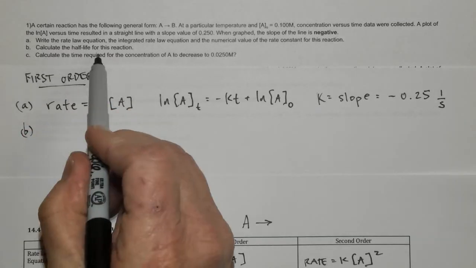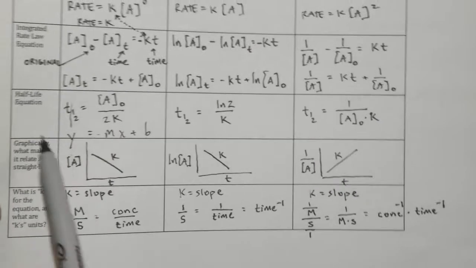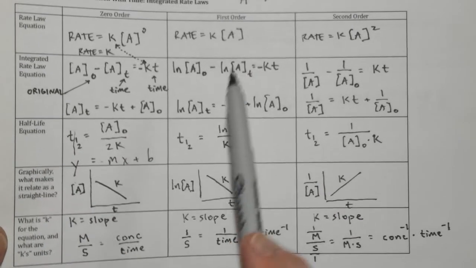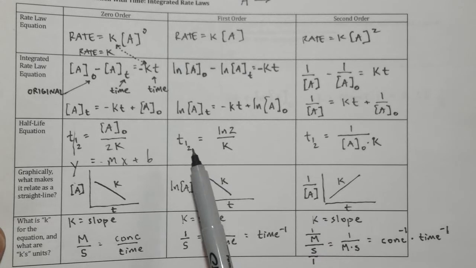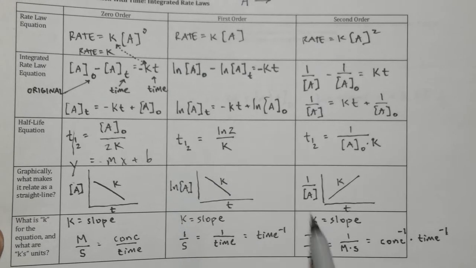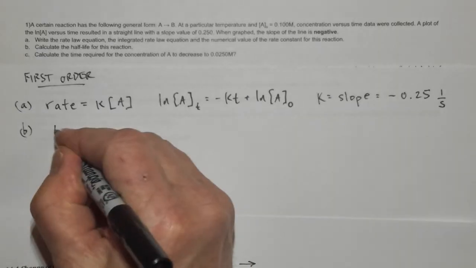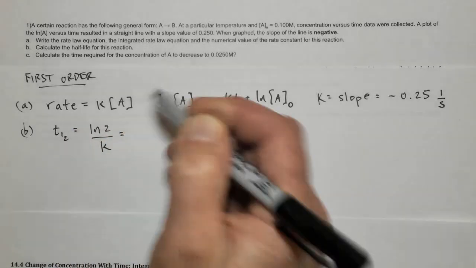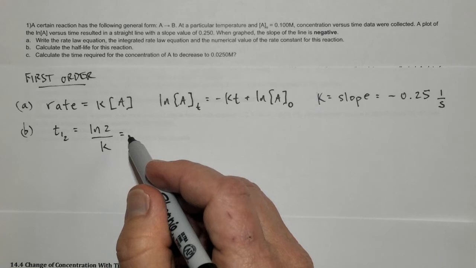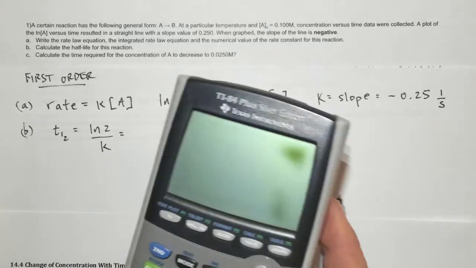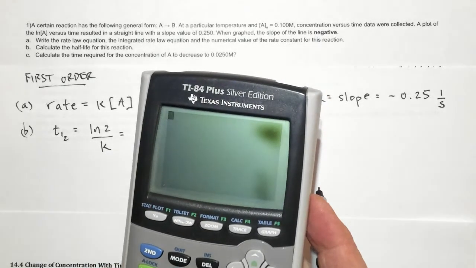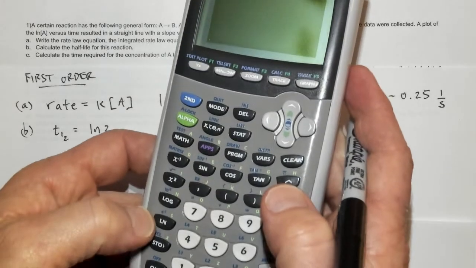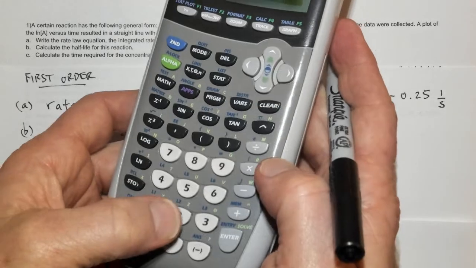Letter B, it says calculate the half-life for this reaction. So now we need to look on this sheet right here and find the half-life equation. Half-life equation, first order, t1/2 is equal to natural log of 2 divided by k. Okay, t1/2 is equal to the natural log of 2 divided by k. All right, the natural log of 2, I can do that on my calculator, so try that on yours right now. Make sure that you know where the LN button is, right here, LN, and then type in 2.